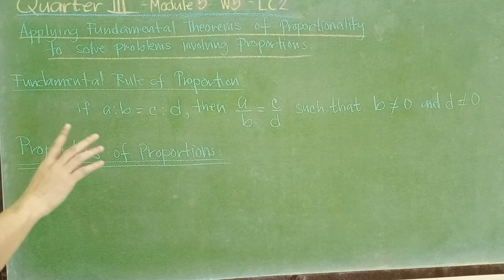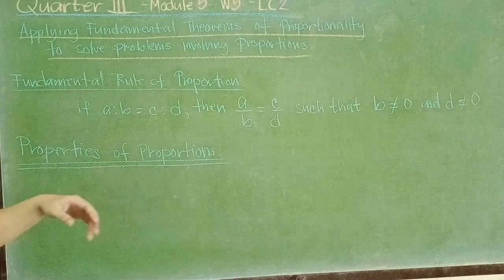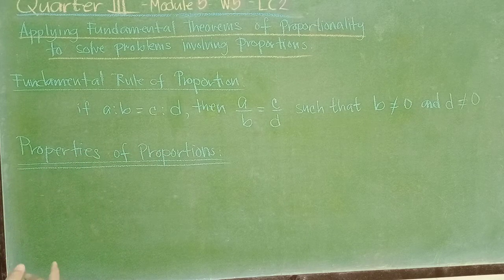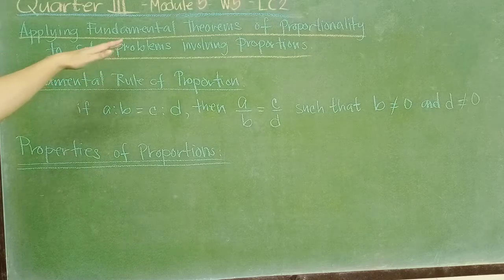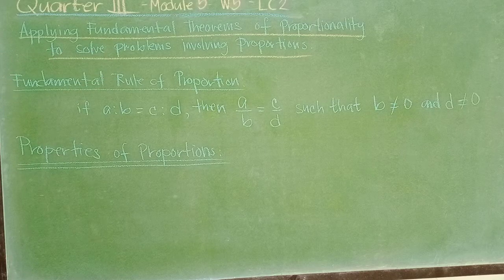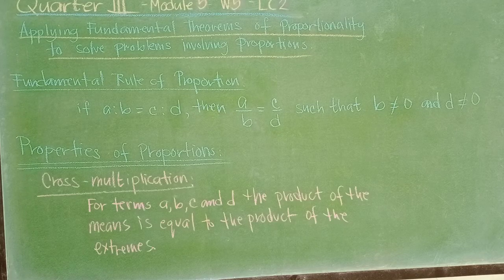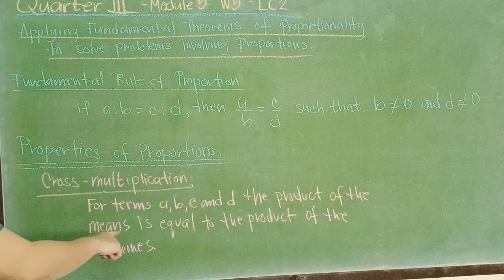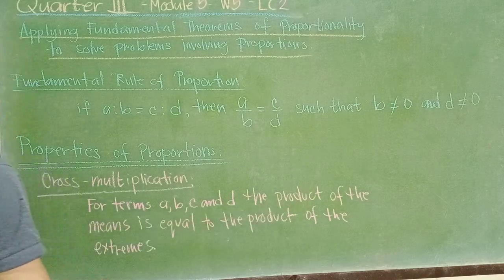So for this lesson, we will talk about yung properties of proportions. Ano yung mga properties of proportions na magagamit natin to solve yung mga worded problem natin. So we will start with property number 1. Property number 1 is about cross multiplication. For terms A, B, C, and D, the product of the means is equal to the product of the extremes.